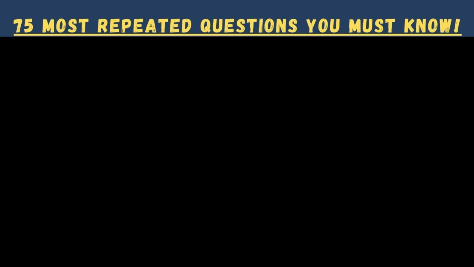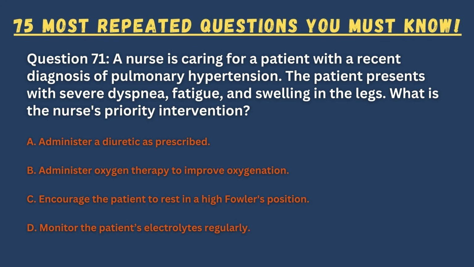respiratory depression. Question 71. A nurse is caring for a patient with a recent diagnosis of pulmonary hypertension. The patient presents with severe dyspnea, fatigue, and swelling in the legs. What is the nurse's priority intervention? A. Administer a diuretic as prescribed. B. Administer oxygen therapy to improve oxygenation. C. Encourage the patient to rest in a high Fowler's position. D. Monitor the patient's electrolytes regularly.